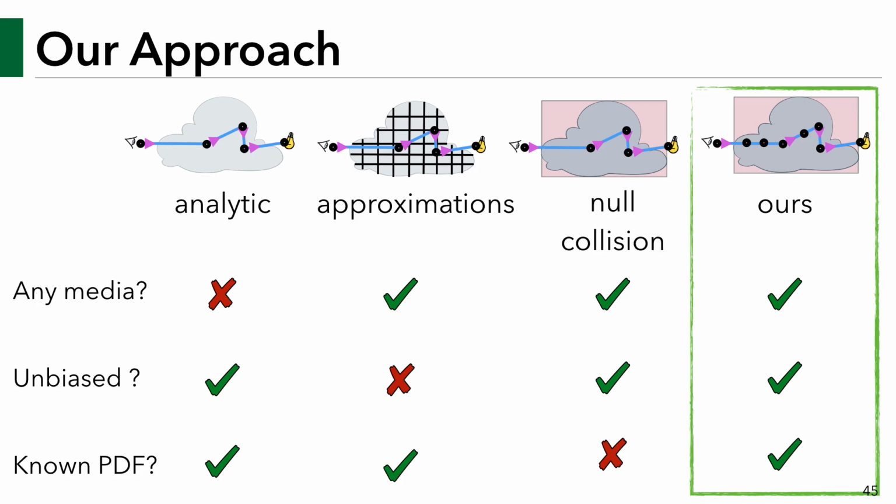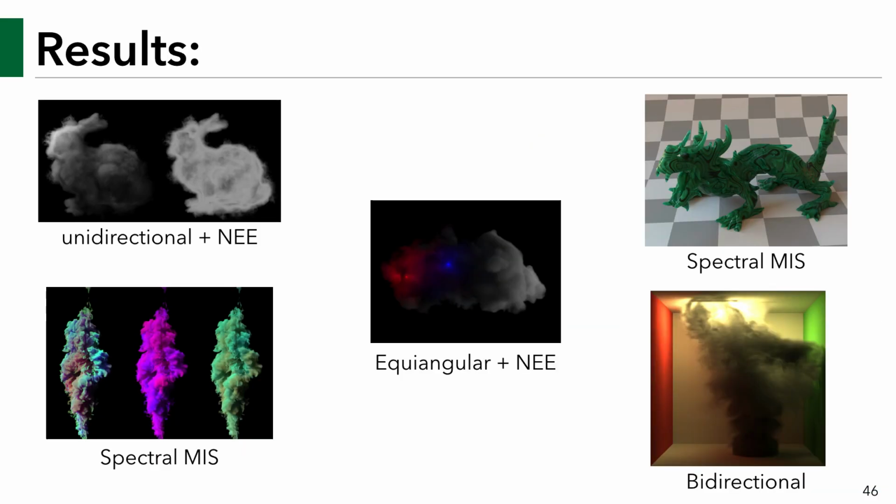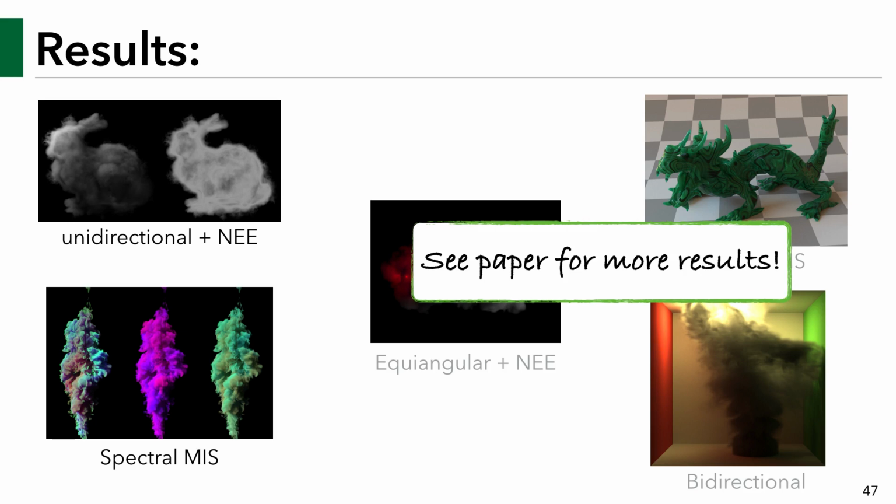As we stated earlier, previous work has been limited since estimators were either limited to simple media, biased, or used sampling methods where the PDF was unknown. Now we have an unbiased PDF that is analytic in spatially and spectrally varying media. And with an analytic PDF, we can finally combine sampling strategies with MIS in spatially and spectrally varying media. And this lets us build robust estimators that can handle the sort of complex volumetric media that we may want to use in a production setting. We demonstrate this in several experiments in our paper. For the purpose of this talk, we'll focus on two sets of results.